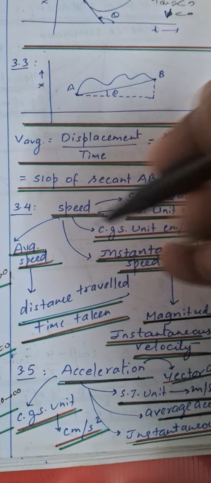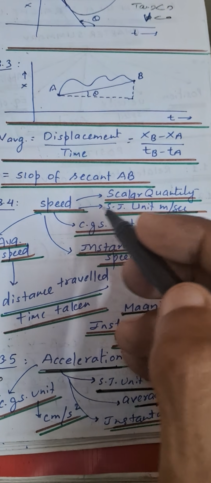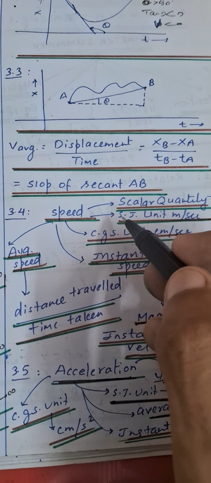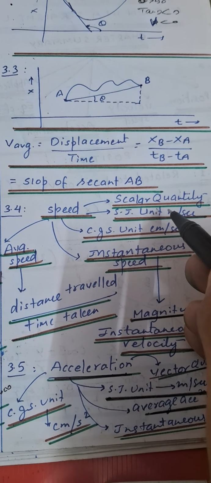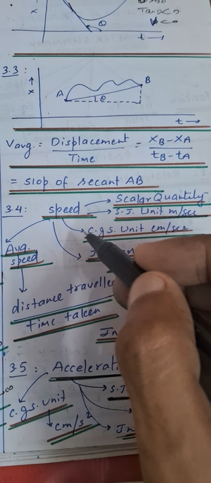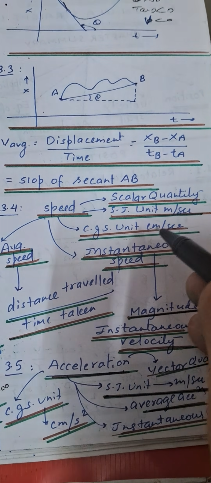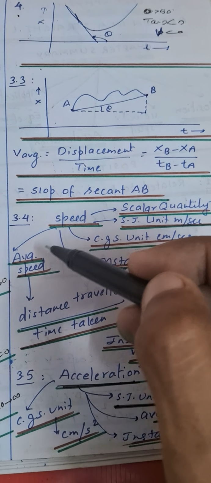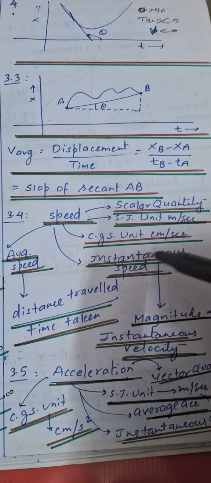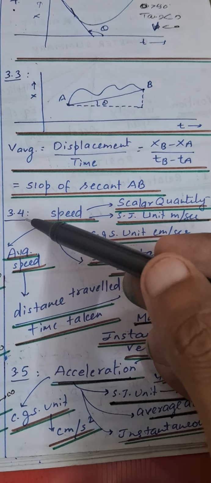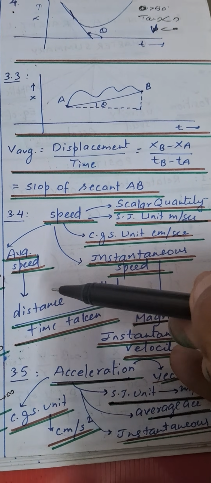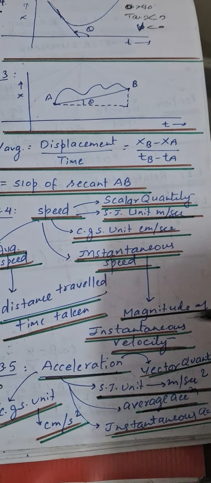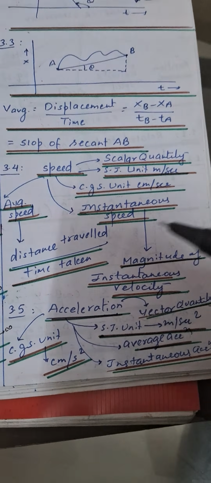Now another point is that of speed. Regarding speed, the first thing is it's a scalar quantity. Second, its SI unit is meter per second. Third, its CGS unit is centimeter per second. Fourth is the type of speed, and in type we have average speed and instantaneous speed. Average speed is distance traveled by time taken, and instantaneous speed is the magnitude of instantaneous velocity.